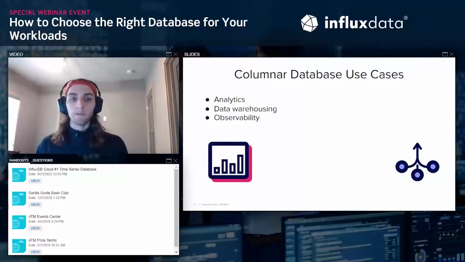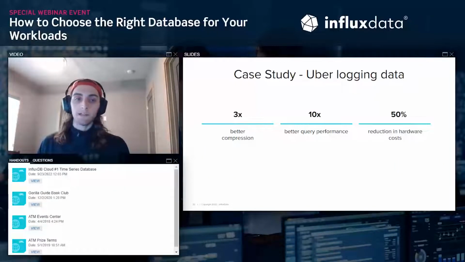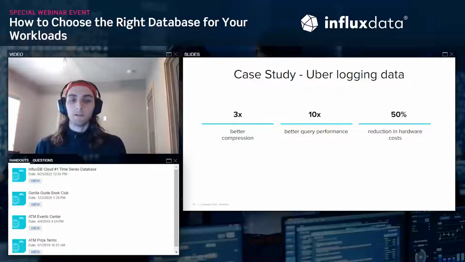Typical use cases for column databases are analytics, data warehousing, and observability data storage. And here's a case study. Uber switched from, I think, Elasticsearch to ClickHouse for their logging data. And the result was they were able to get 3 times better compression ratio, 10 times faster query performance, and their hardware expenses dropped 50%. They were basically able to cut the amount of servers they needed to do the same work in half by taking advantage of this column database.